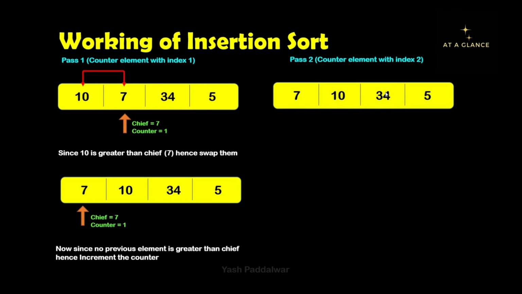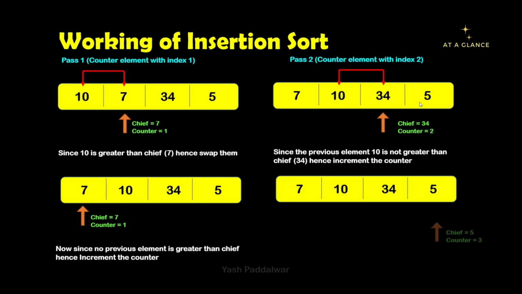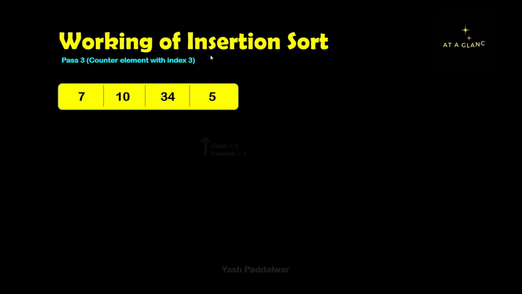At position 2, we have the element 34. So 34 is the chief. Now we will compare 34 with its left element, which is 10. Since 34 is greater than 10, we need not swap it because it's already sorted. And if such a situation arises, we need not go further and we have to increment the counter. So in pass 3, we have the counter at index position 3.